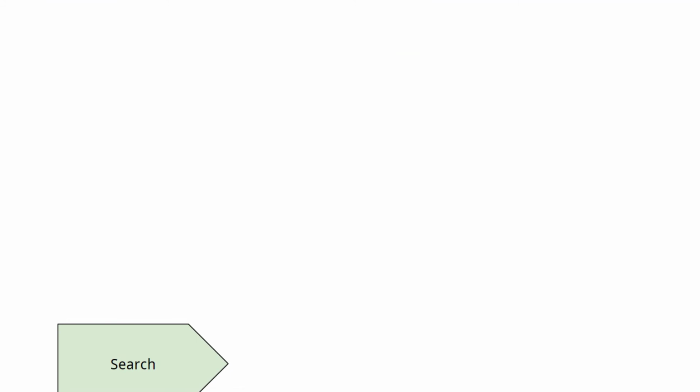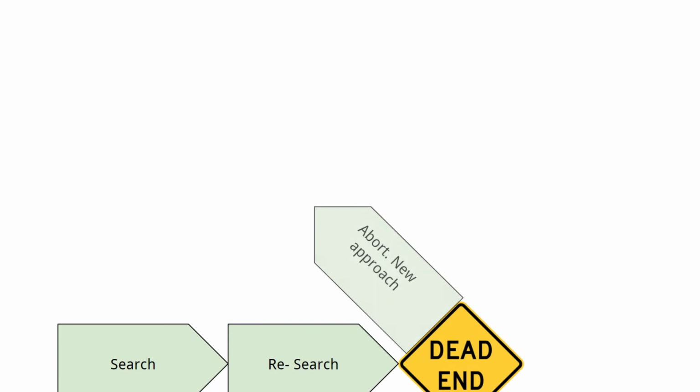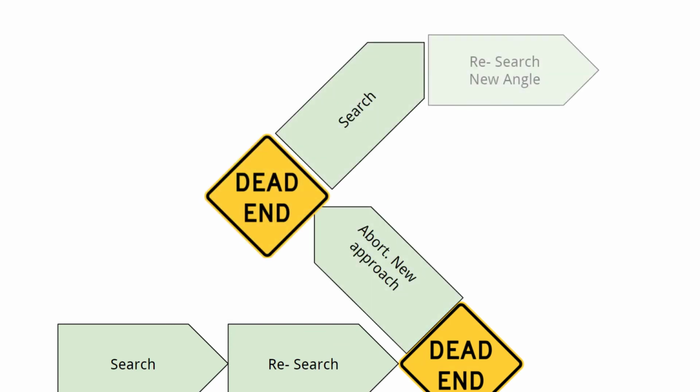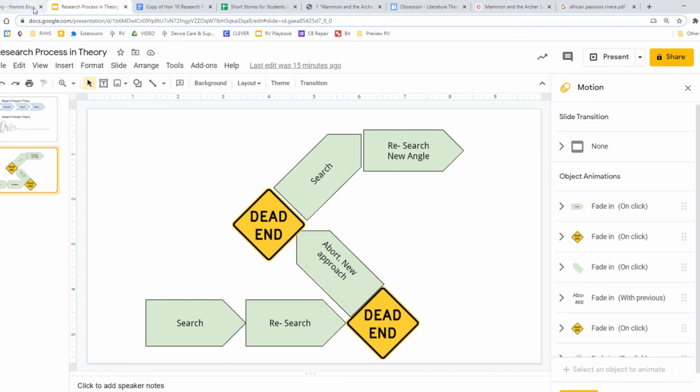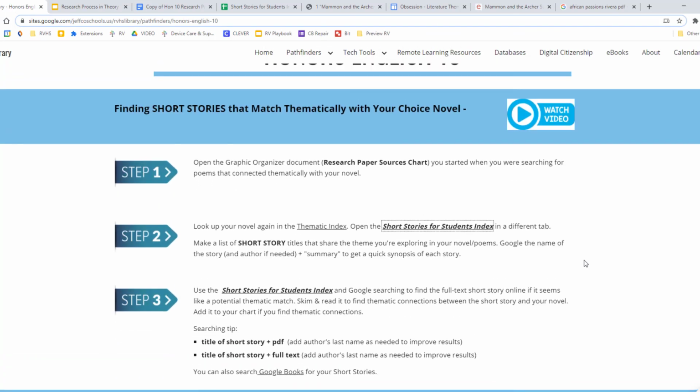But this is going to take a lot of looking and searching and researching and changing directions. Expect all sorts of dead ends, but be persistent and be creative in your searching approach. Use the steps on the Library Pathfinder to guide you through the process, and good luck! May you find the perfect short story.